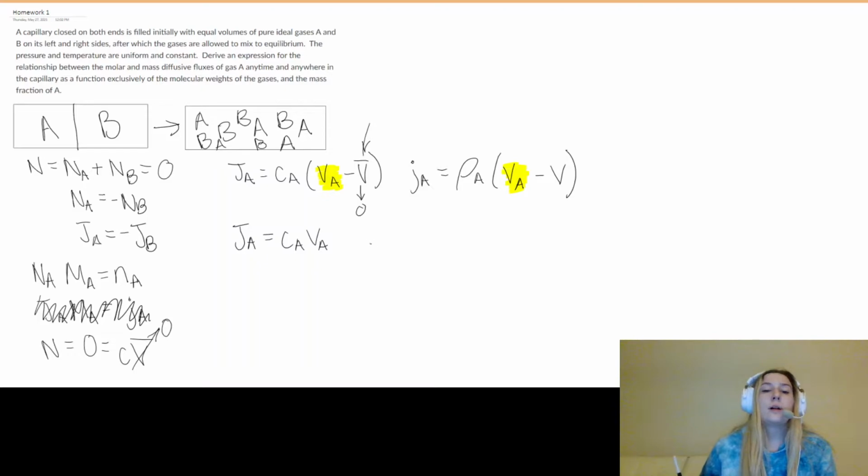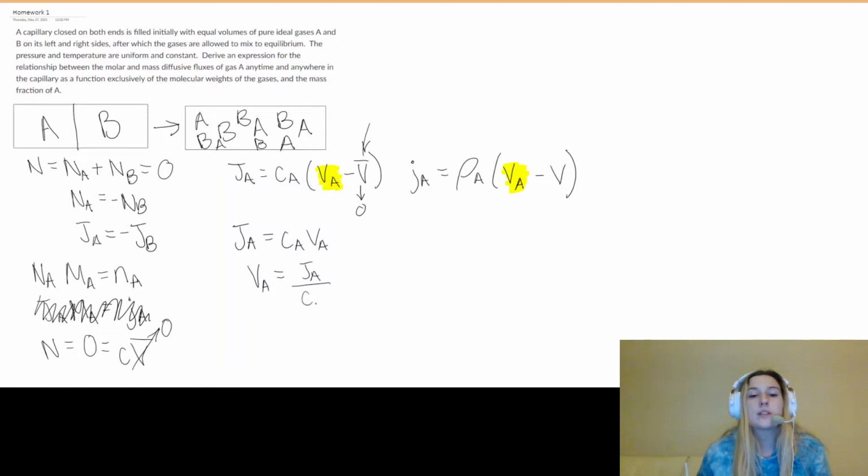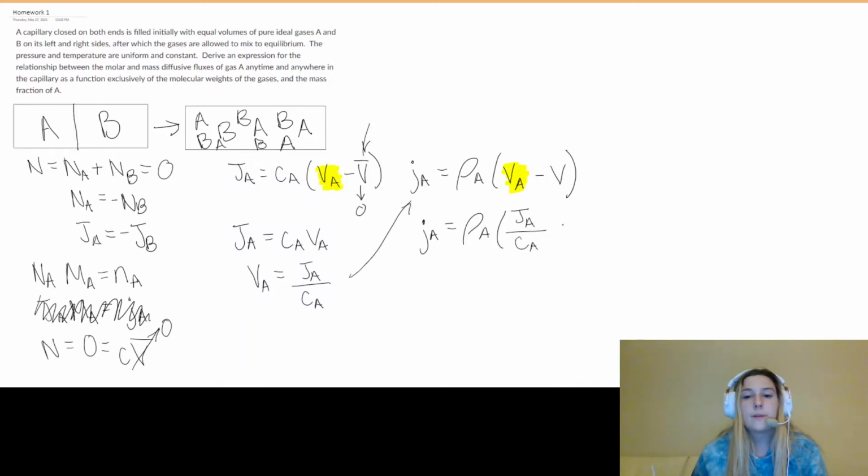So this equation simplifies to this, which then, if we put it in terms of the velocity of A, will be the molar diffusive flux of A over the molar concentration of A. And then we can just plug that into this equation, and it'll look like this. And this can also be written like this.